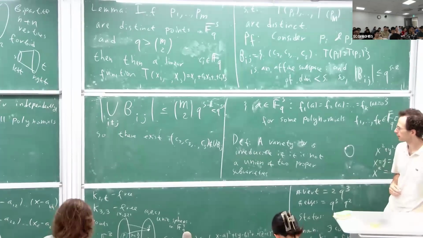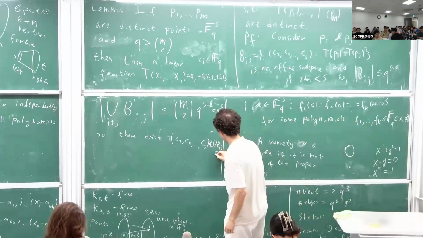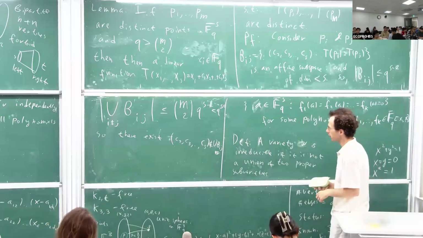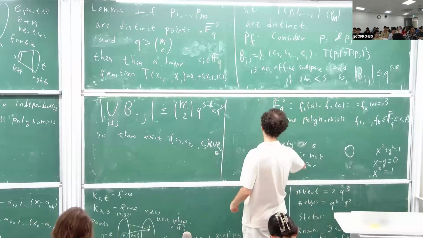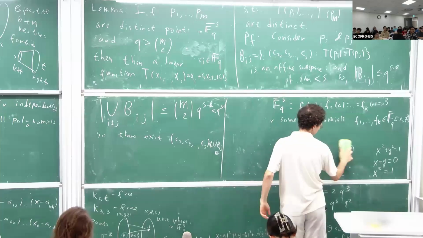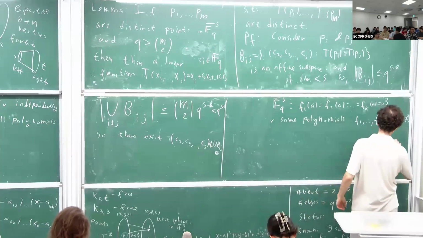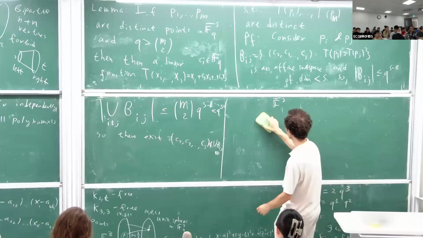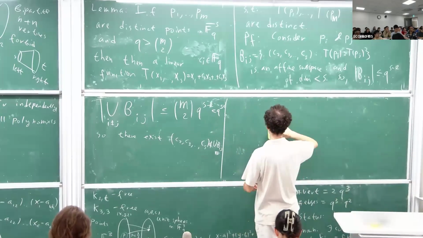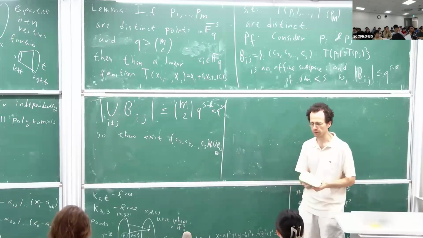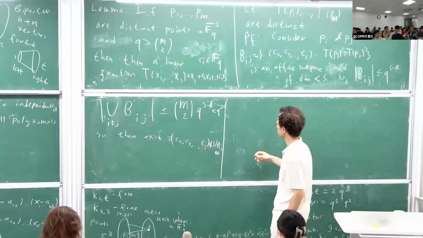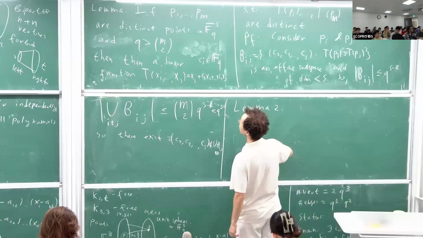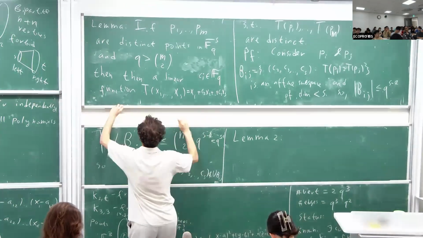All right. So this is the lemma. The point of this lemma is that it allows us to change the coordinate system so that a given set of m points have distinct first coordinates. This is what we're going to use in the second lemma. So lemma 2. This was lemma 1.